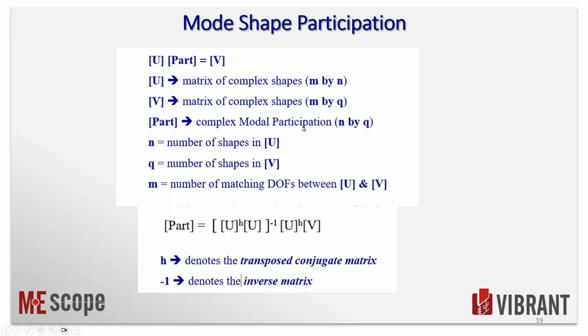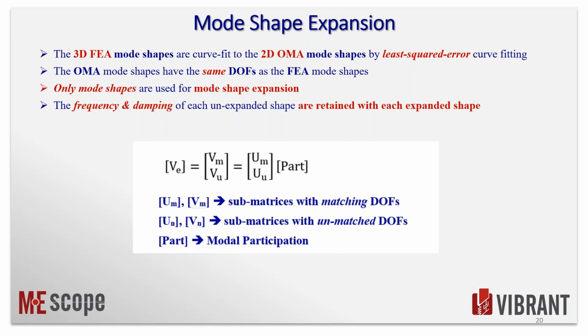And then we get a participation matrix. So a little more math here, and this is how we solve in MEscope for the participation matrix. This is a least squared error calculation where we go through transpose, conjugates, inverse, and we come up with a set of participations of the FEA mode shapes in the two-dimensional OMA mode shapes.